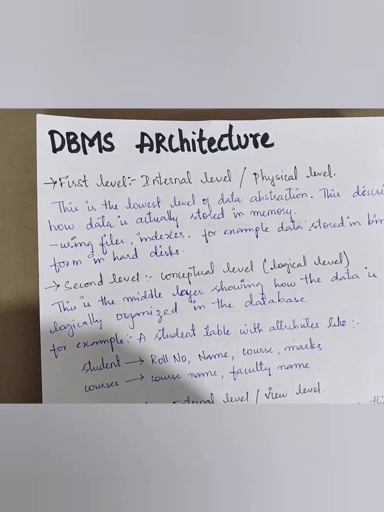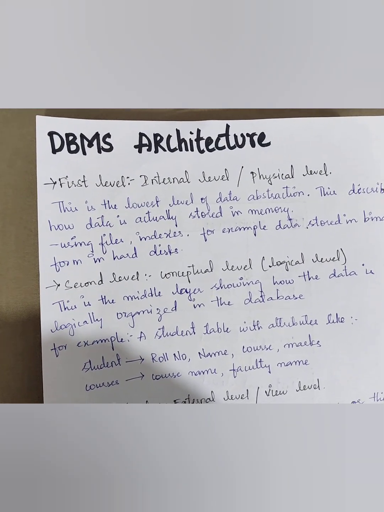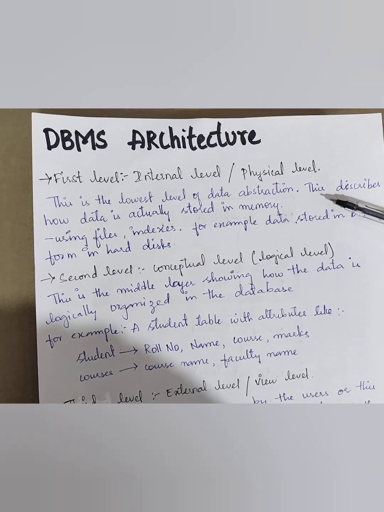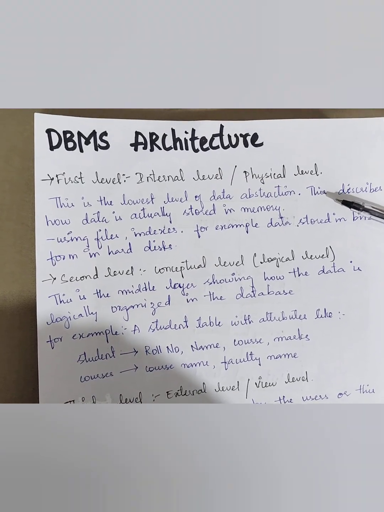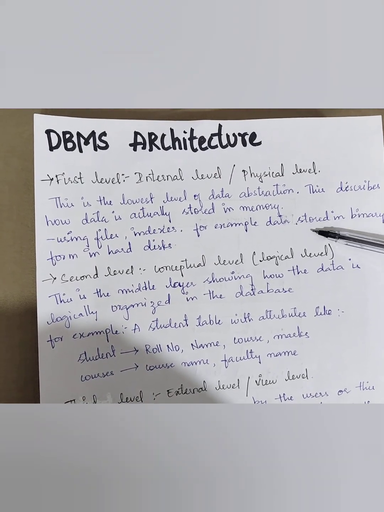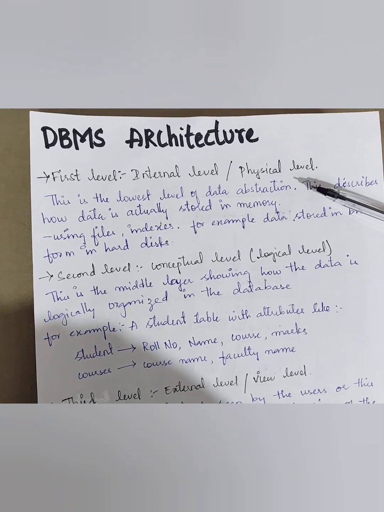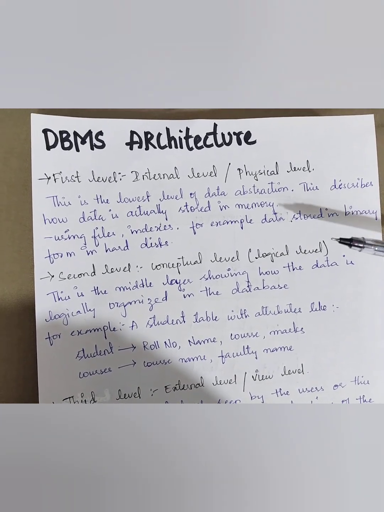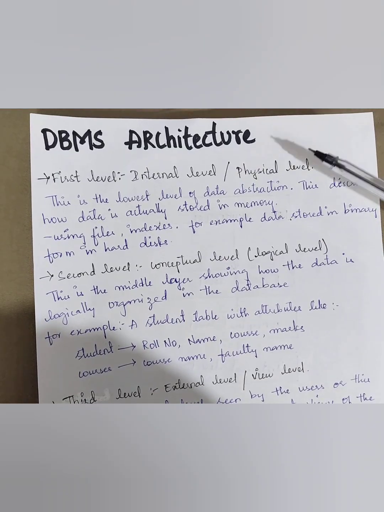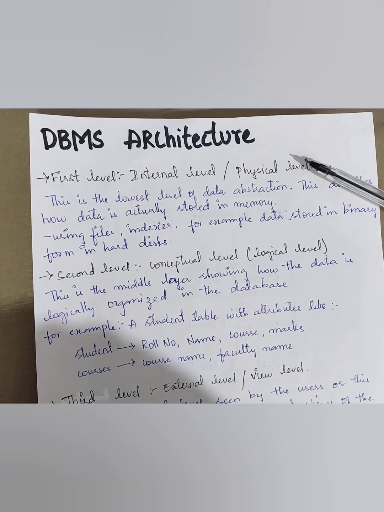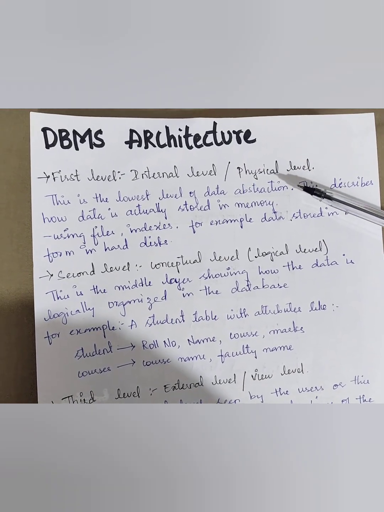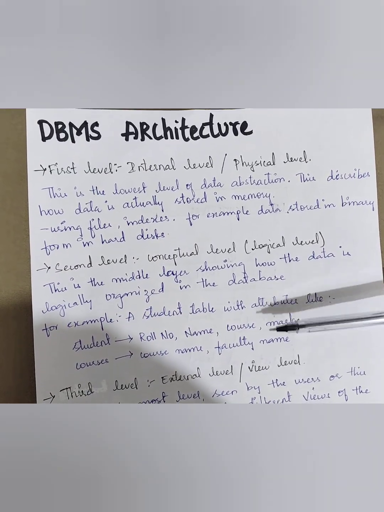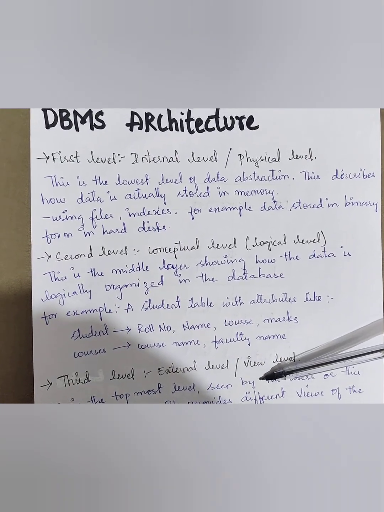We are going to understand DBMS architecture from the lowest level to the highest level for easy understanding. So we will be understanding the levels from downwards to upwards. First we are going to see the internal level, then the conceptual level, then the external level.